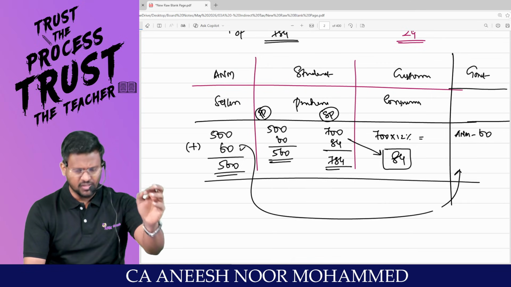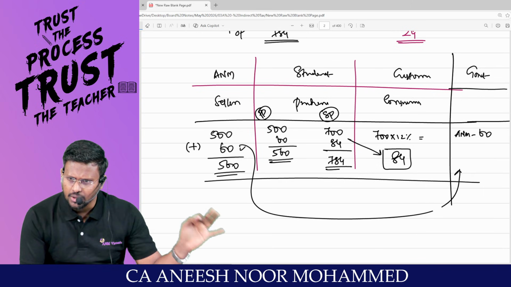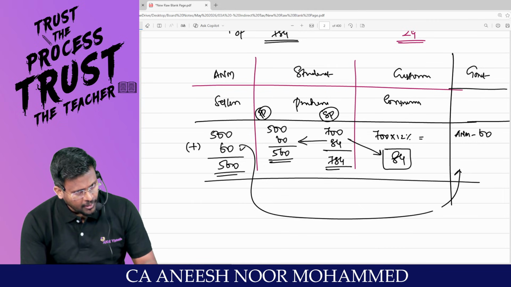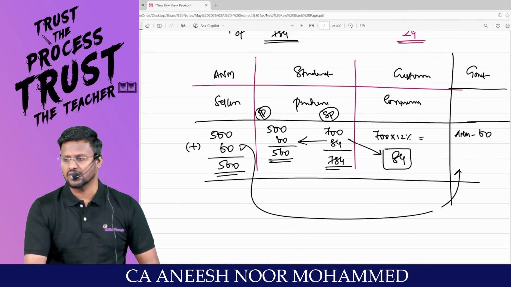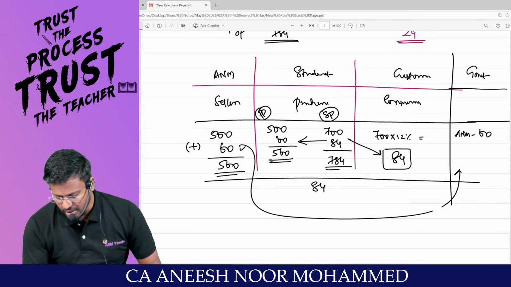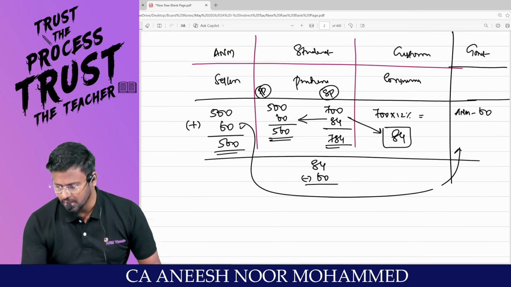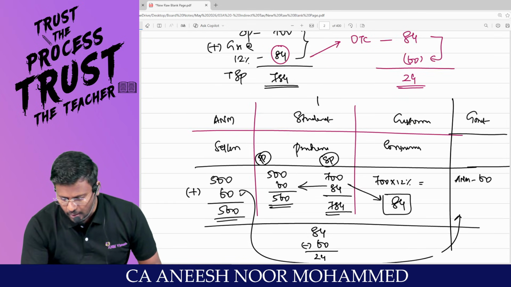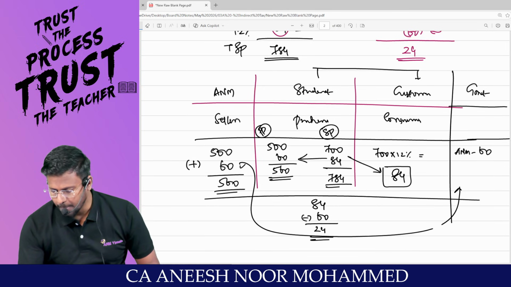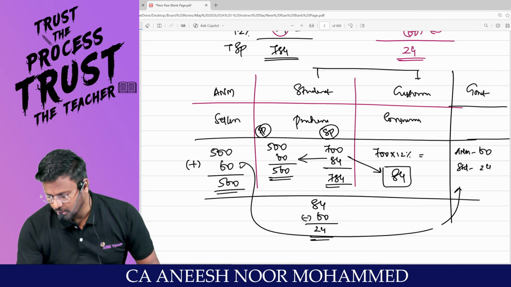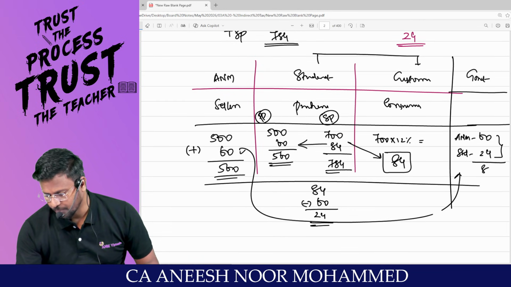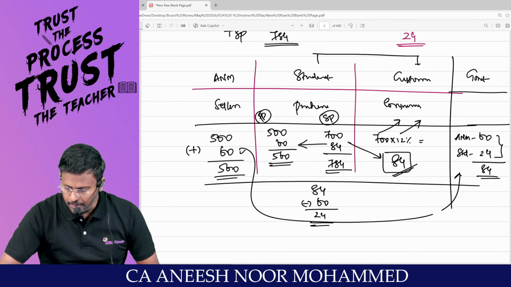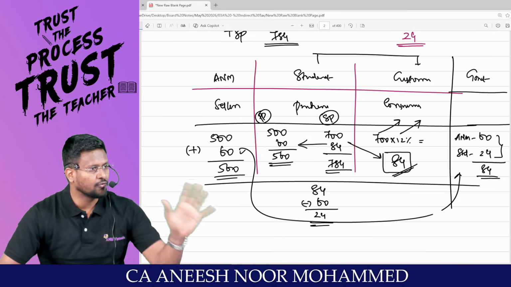My dear lovable students, will you pay this entire 84 rupees to the government? No, sir, because out of 84, you already paid 60 rupees to the government in advance. Am I right? So how much? 84 minus 60 comes to 24 rupees. Now the student, when they sell to the customer, will pay 24. So 60 plus 24. What is the value of supply? 700, into how much percent? Government got 84 rupees.